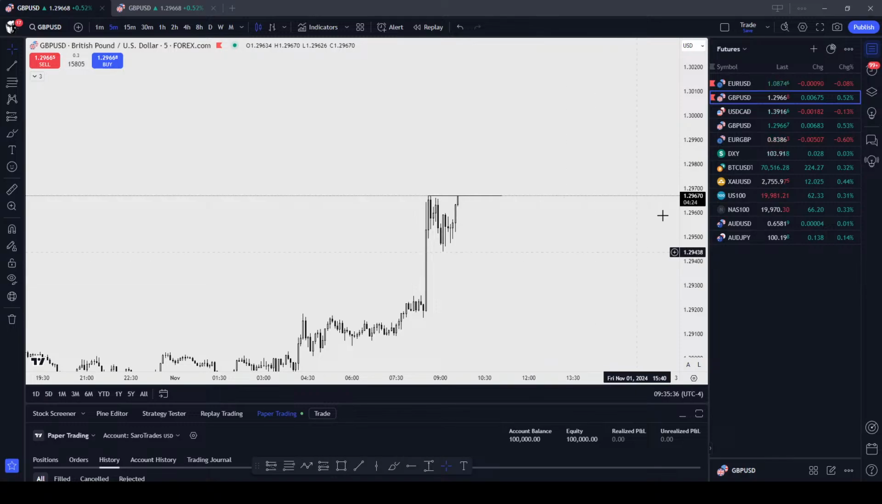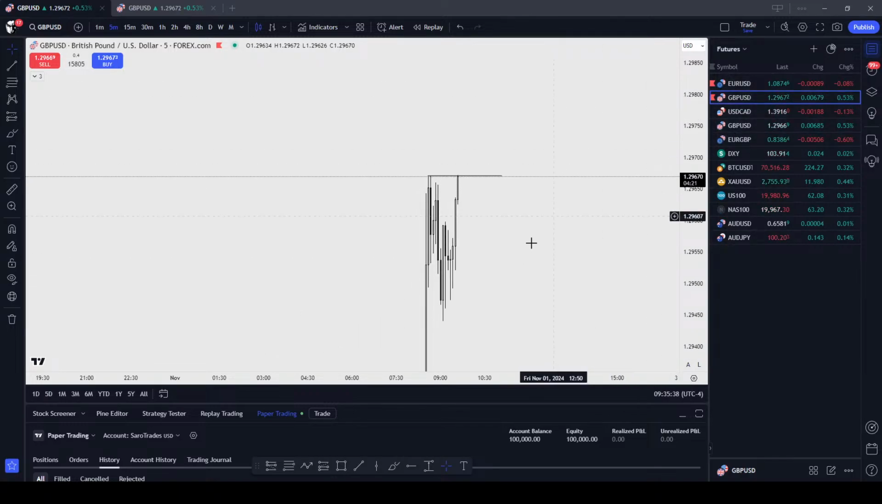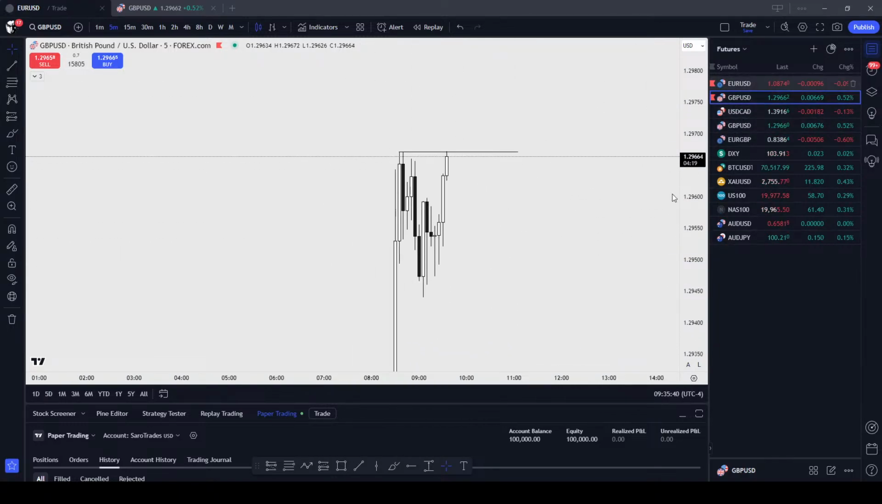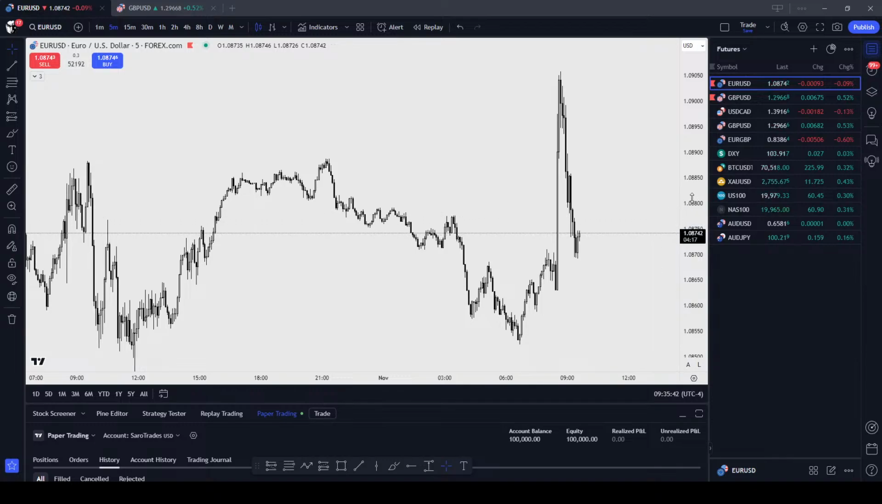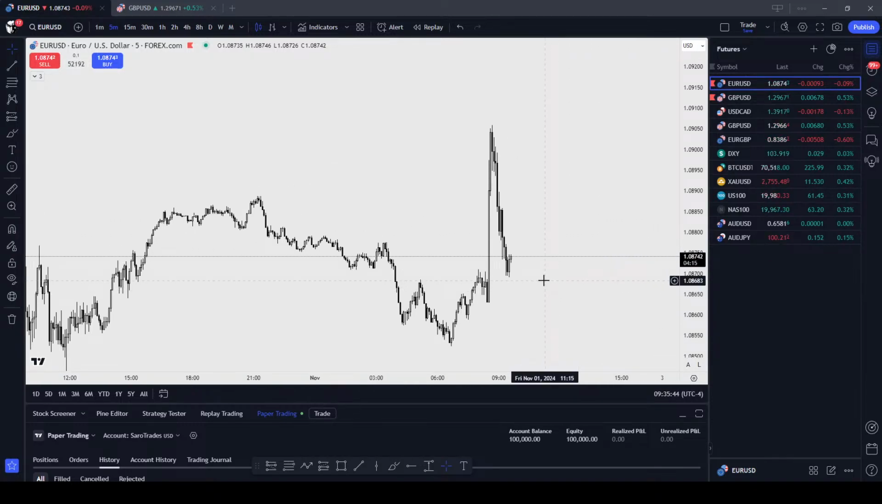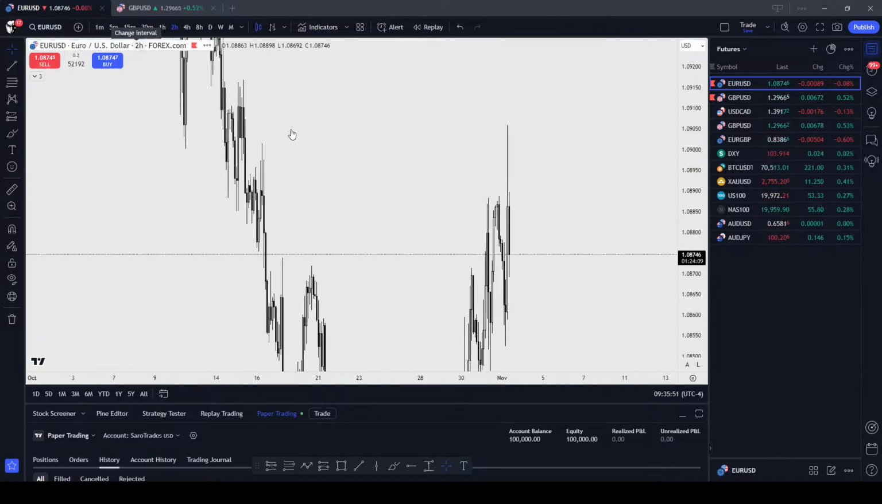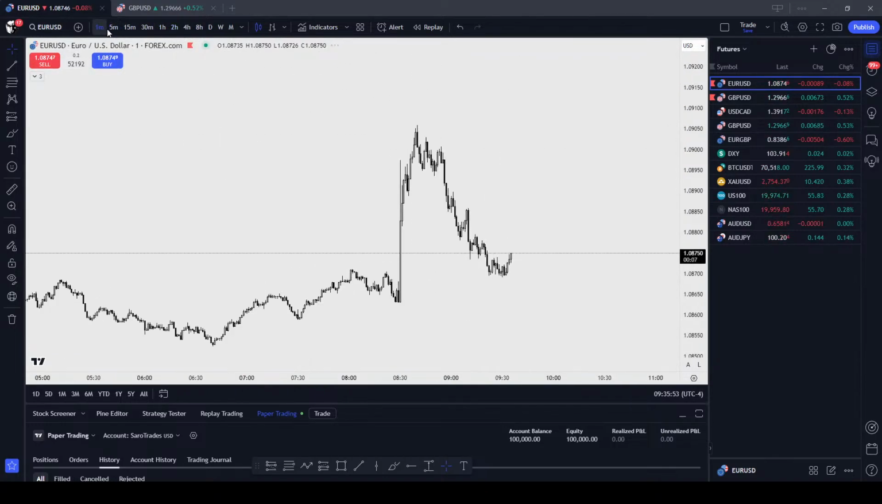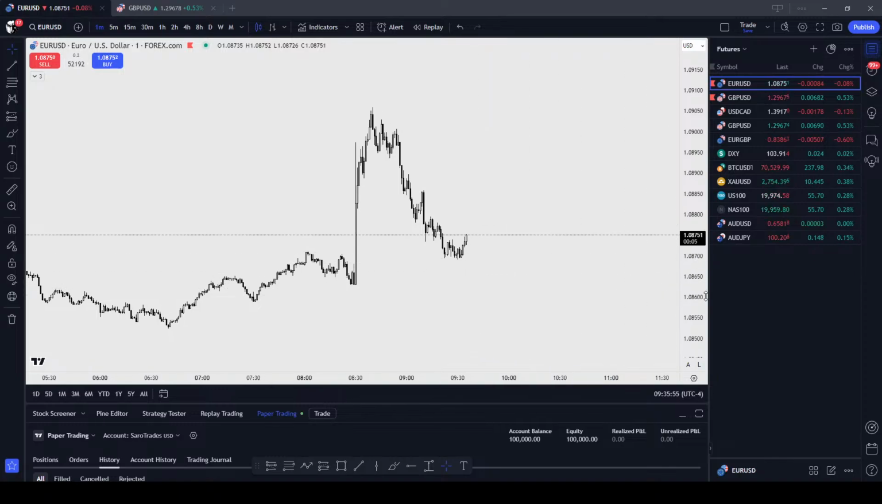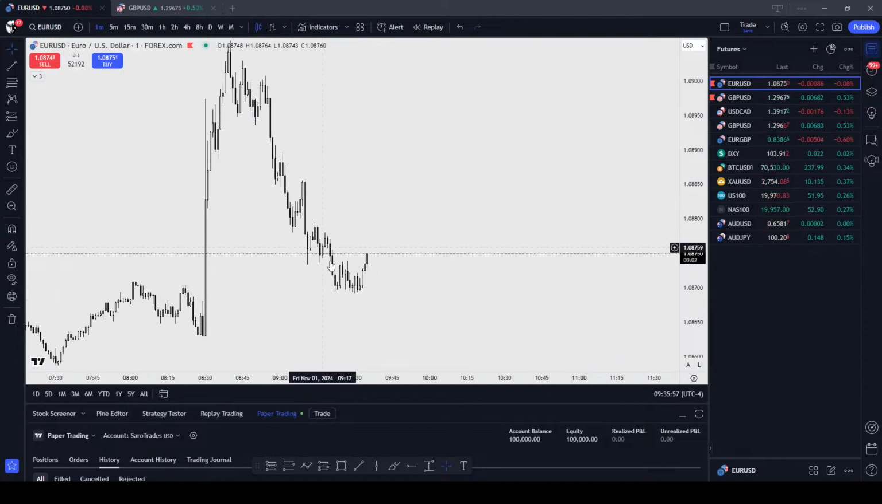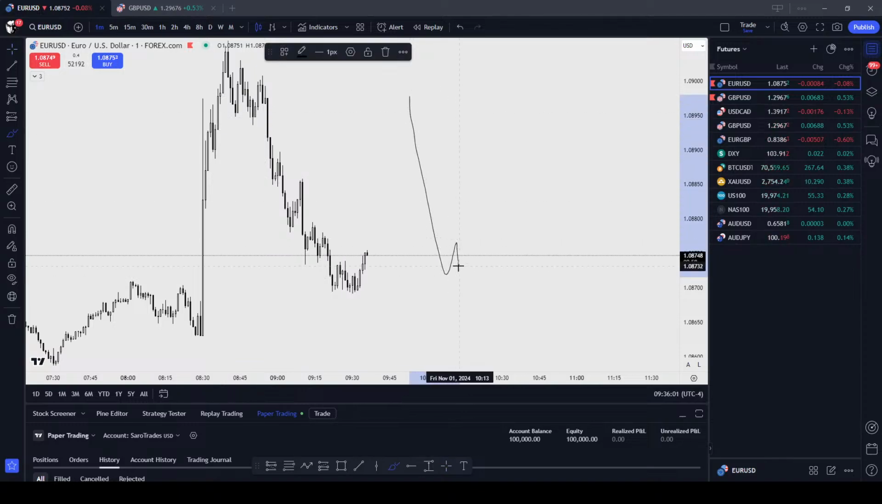Pound took the high. Euro should also go up, I guess. This is the first move of this area, coming down, then going up.